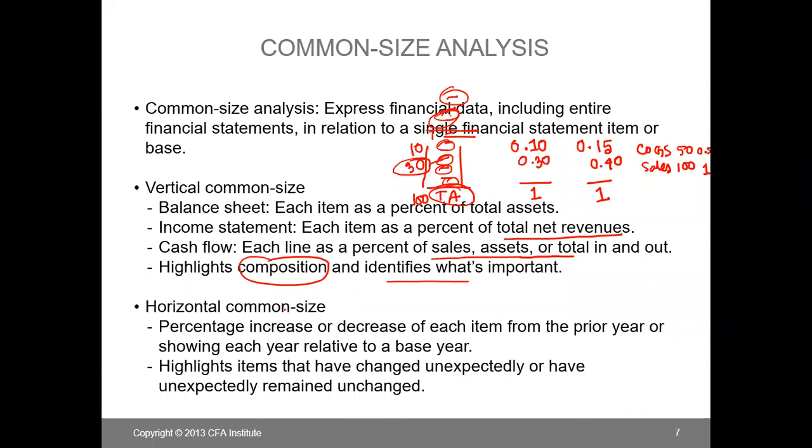And in horizontal common size, why it is done, it is particularly done in case of a single company, for different time periods, I mean from year to year, or it can be from quarter to quarter, relative to a base year. Say for example, we are right now in 2022. So okay, 2022 financial statements are not available. 2021 financial statements are available. Take 2020 and 2019. Let's say 2019 is our base year.